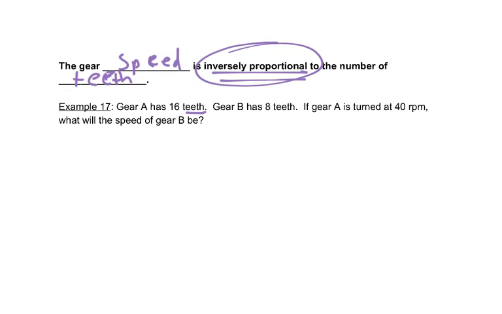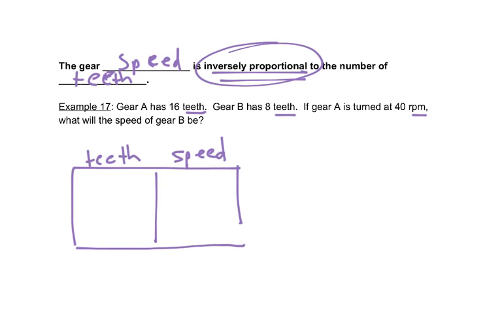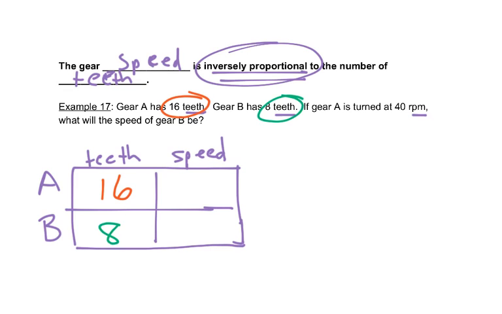So here we're talking about teeth, and then here we have speed. So we're going to use teeth and speed as our boxes on top, our labels on top of our box. We have gear A and gear B. So gear A has 16 teeth. Gear B has 8 teeth. Gear A turns at 40 RPMs. And we don't know what the speed of gear B is.